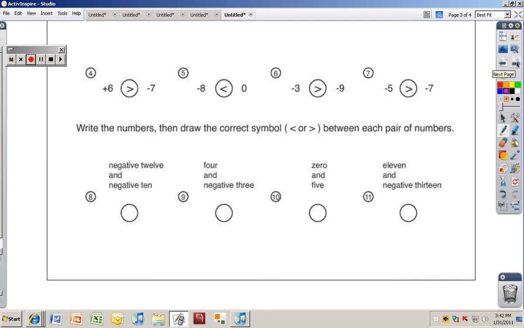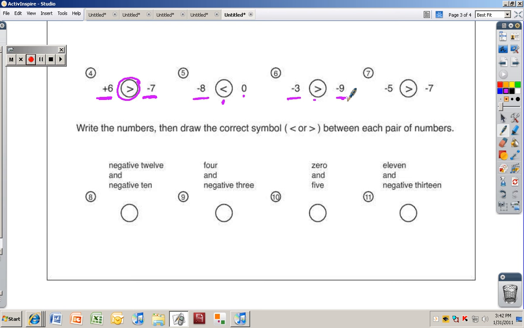All right, number 4 through 7 show you how to compare positive and negative numbers. Positive 6 is greater than negative 7. Any positive number is going to be larger than any negative number, right? Negative 8 is smaller than 0, because negative 8 means it's below 0. And negative 3 is larger than negative 9. This one might be a little tricky, but negative 3 is actually bigger than negative 9, because negative 3 is closer to 0.